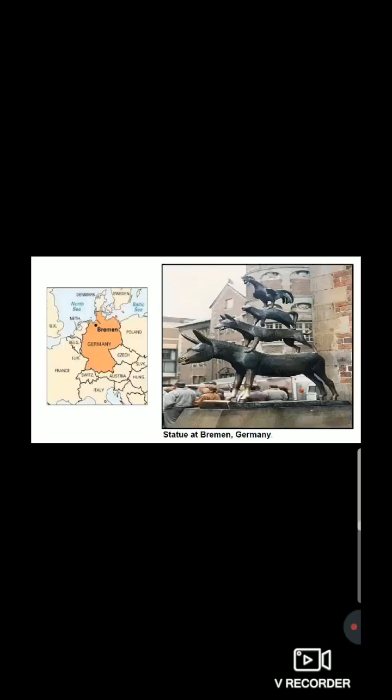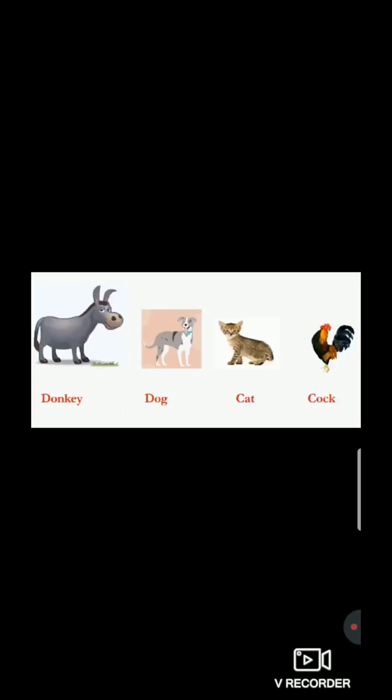So in Bremen there is a statue. It's a very famous statue of the Bremen town musician, right students? Can you see in this pic? Yes? Okay. Now students, in this story how many characters are there? Yes, there are 4 characters. And which are those? Donkey, dog, cat and cock.